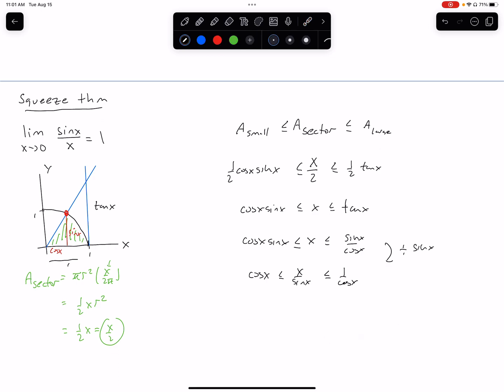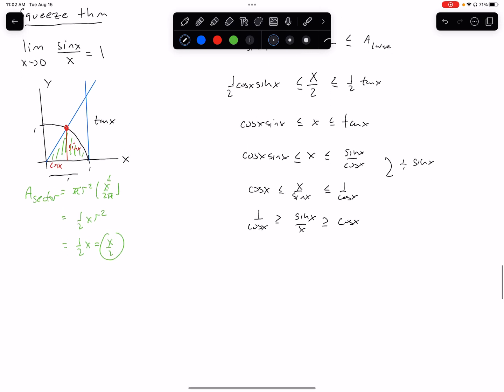So let's go and write that out. 1 over cosine of x greater than or equal to sine of x over x greater than or equal to cosine of x. And I'm just going to switch everything around to get my symbols in the way I like them. And if you notice, we actually wind up with the same exact thing. And remember, you saw in our last video that x over sine of x and sine of x over x are exactly the same. And we can kind of see that here algebraically as well.